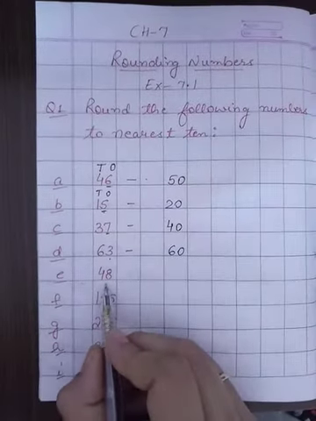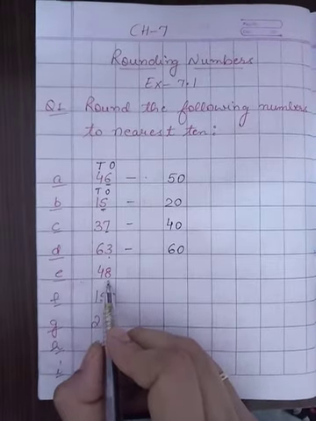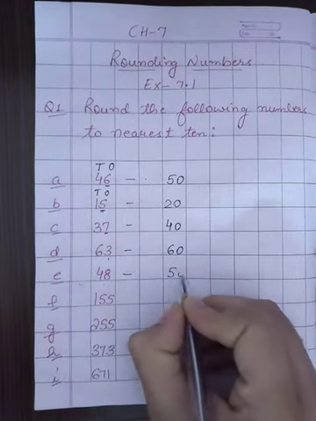Now move to the next, that is 48. For 48, 8 is greater than 4. So we have to write the answer, that is 50.